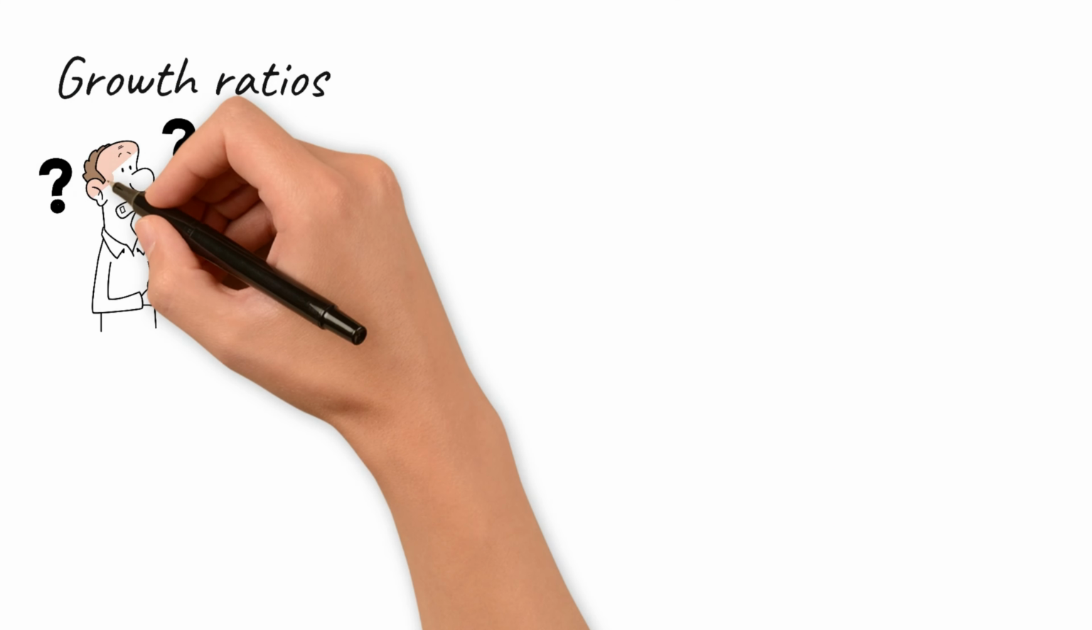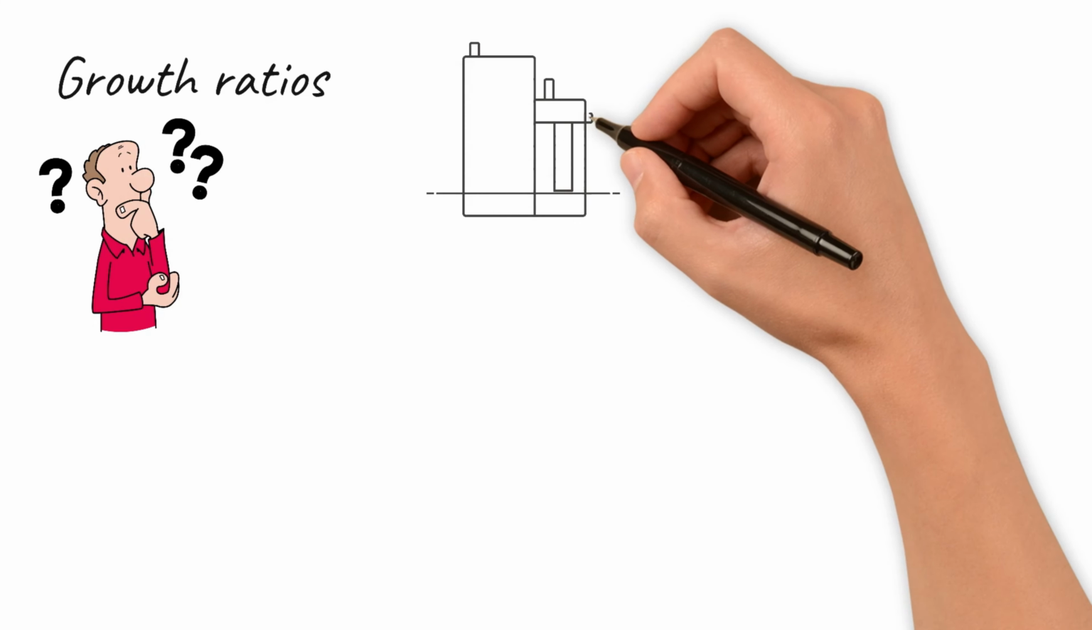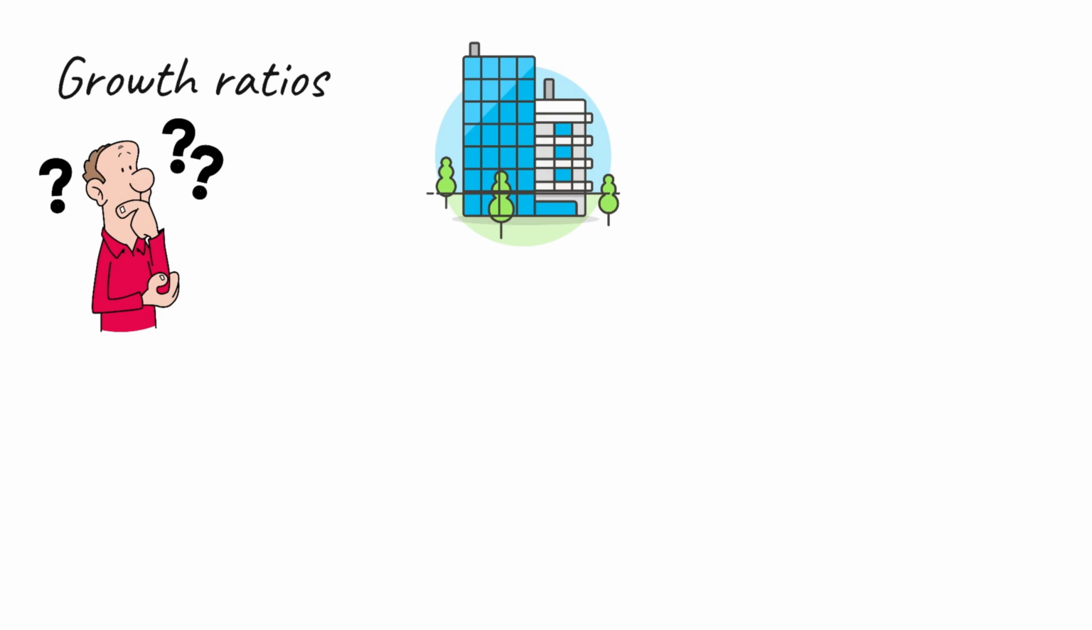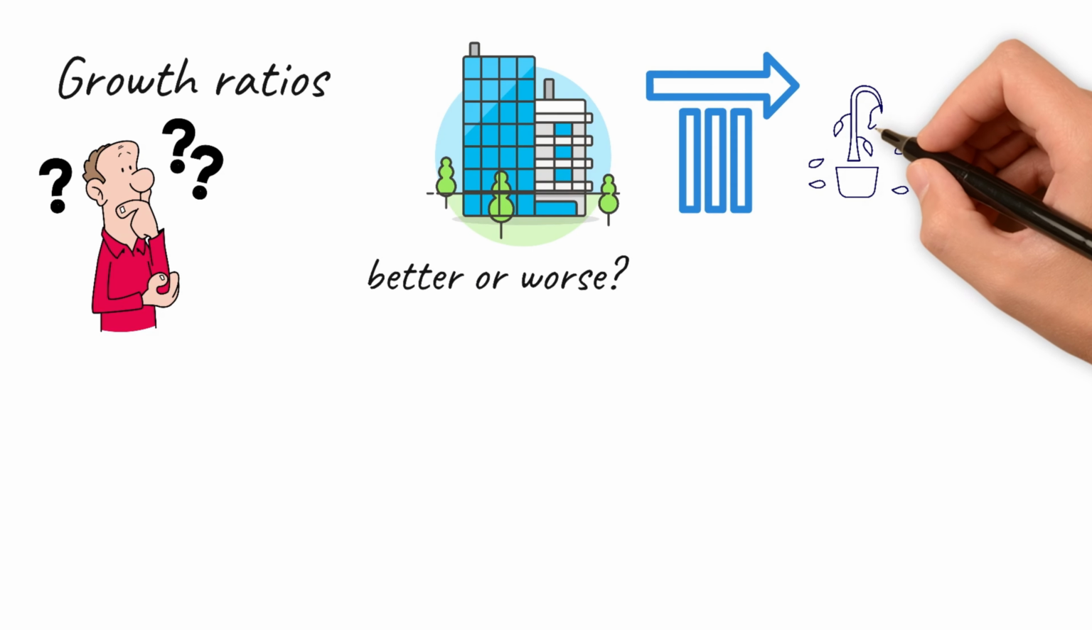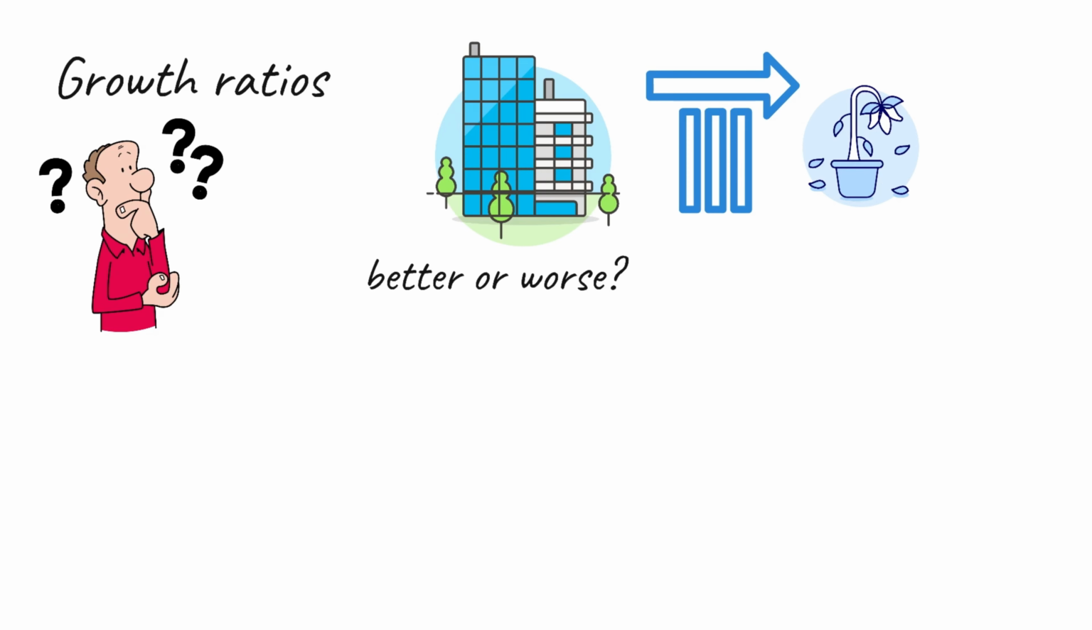Growth ratios answer a different question than the ratios we've covered so far. Not what is this company worth today, but is it getting better or worse? A stagnant company with great margins can still be a poor investment if the business is shrinking. These ratios track the trajectory.